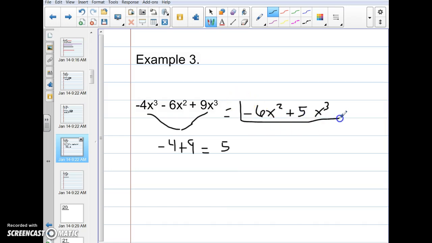That's my answer. So to review, I can only combine things that are like terms. This one is not a like term because it has a different power. So I'm going to leave this one alone, and I'm going to combine the coefficients of the ones that are like terms. And again, to review the rule, if there are different signs, we have to subtract. We keep the sign of the number that there's more of.